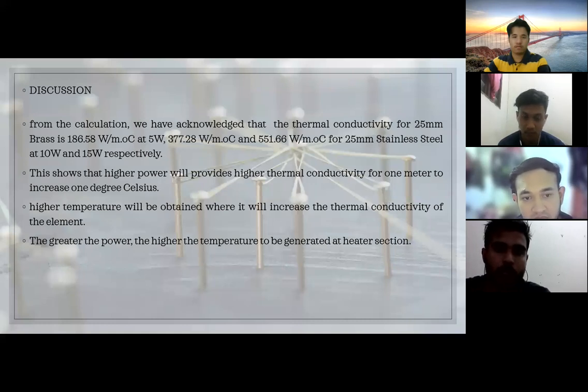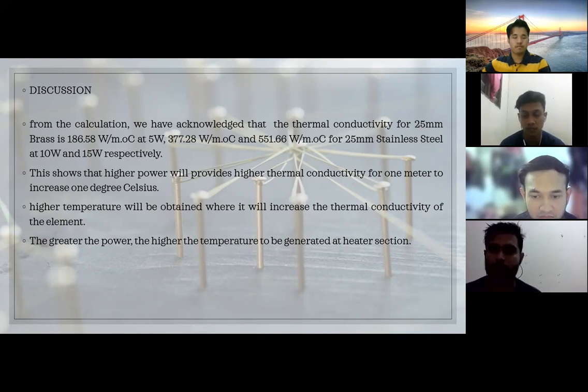From the calculation, we acknowledge that the thermal conductivity of 25 millimeter brass is 186.58 watt per meter per degree Celsius, at 5 watt is 377.28 watt per meter per degree Celsius, and 551.66 watt per meter per degree Celsius for 25 stainless steel at 10 watt and 15 watt respectively. This shows that higher power will provide higher thermal conductivity. Higher temperature will be obtained, which will increase the thermal conductivity of the element, and the greater the power, the higher the temperature generated at the heater section.